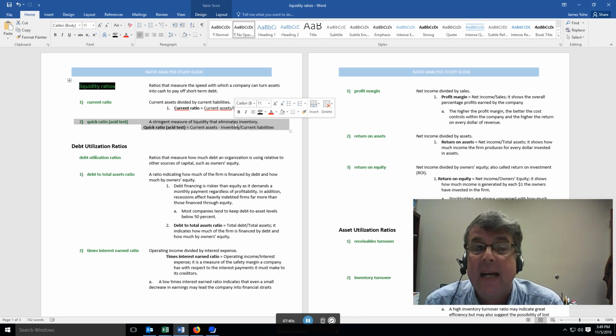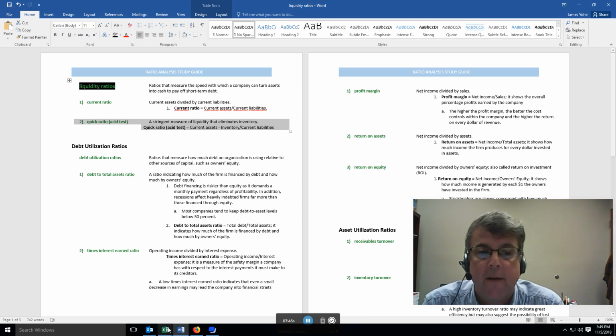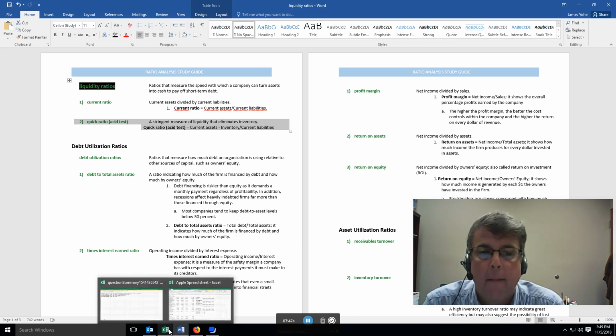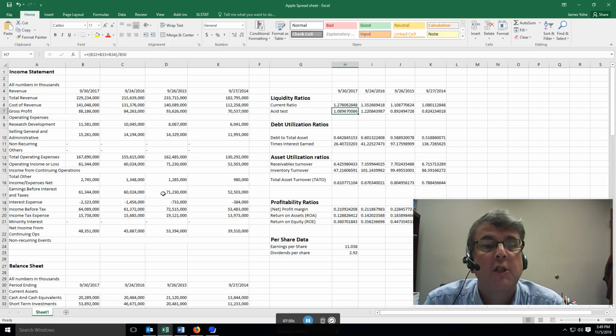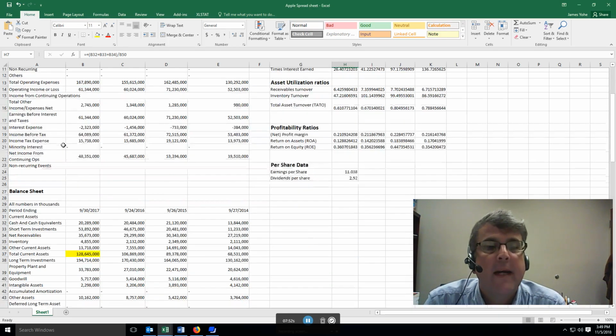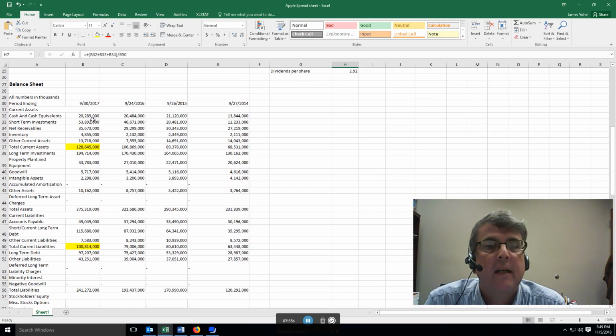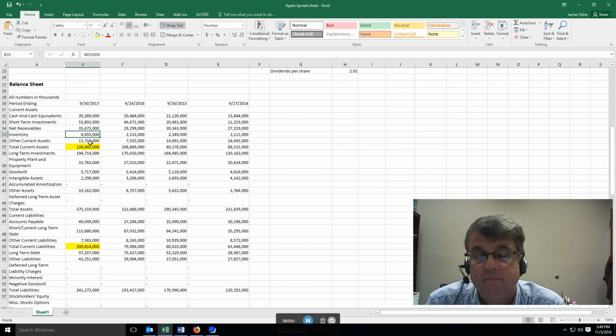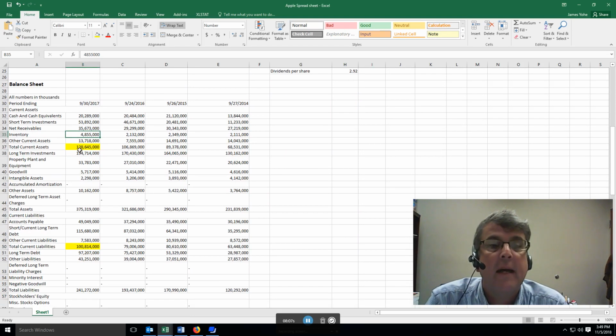I take your current assets minus your inventory. Okay, so going back here to our Apple spreadsheet, when I go down to the balance sheet, I'm not going to take total current assets anymore. That's not useful to me because they've got this inventory in here. I don't know if that's any good. So I take current assets, subtract inventory, and then I divide it by current liabilities.